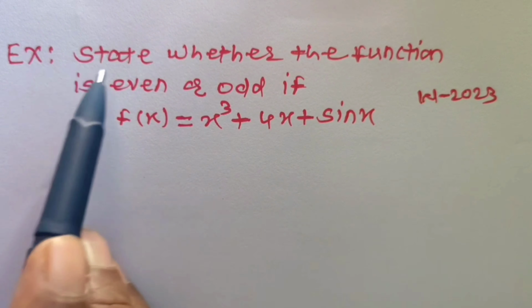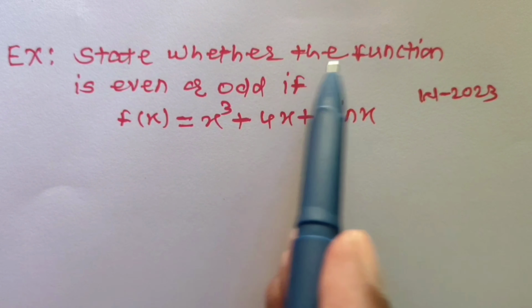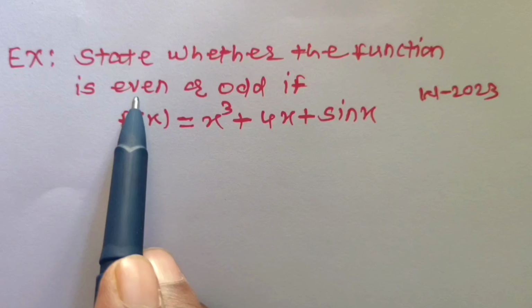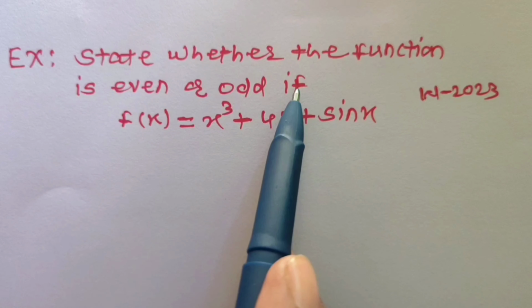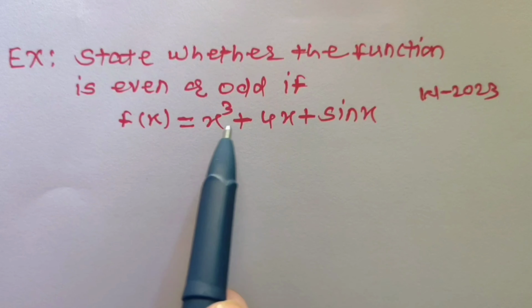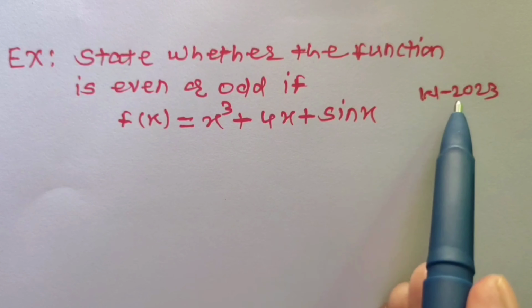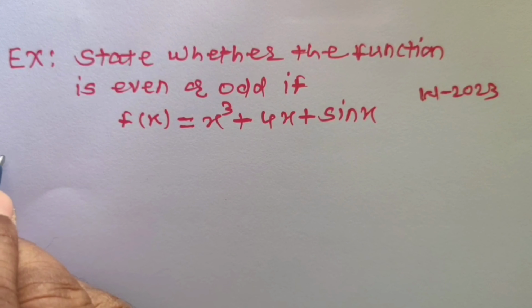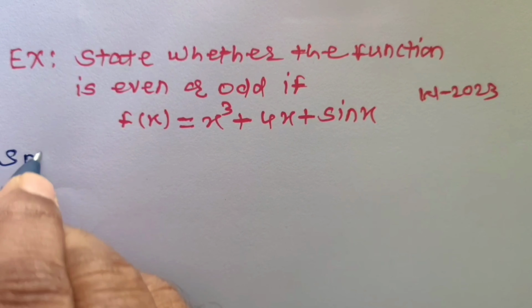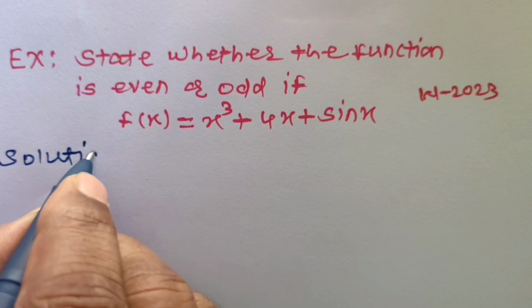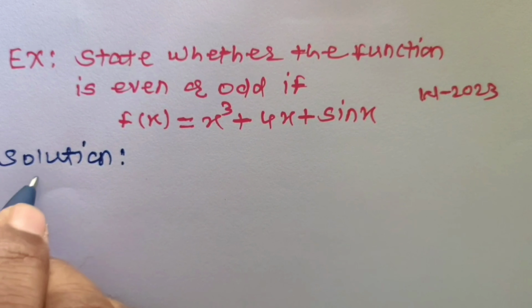Hello everyone. Example: state whether the function is even or odd, if f of x is equal to x cube plus 4x plus sin x. This sum appeared in winter 2023 for 2 marks. To solve this sum, the solution is as follows.